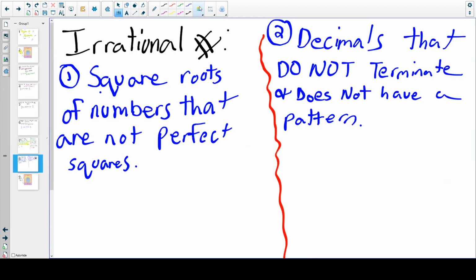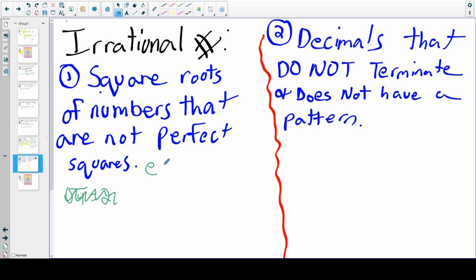Irrational numbers are not rational. So there's two kind of definitions, or I wouldn't say definitions, they're kind of like requirements. How could you tell if it's irrational or not? The first way is, if it's a square root of a number that's not a perfect square. For example, the square root of 4. Is that a perfect square? Meaning, is there one number that you can multiply by itself to get you 4? The answer is yes, 2. So the square root of 4 is 2. But that's a perfect square, so that can't be irrational. So this is not an example.